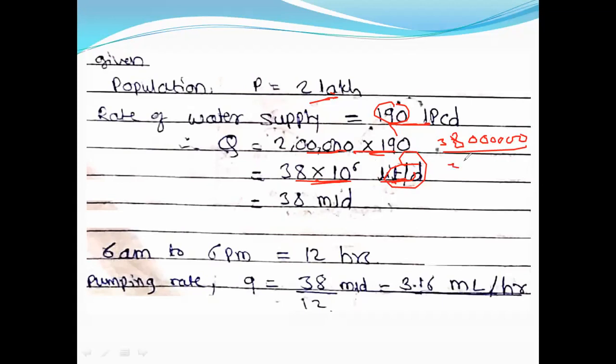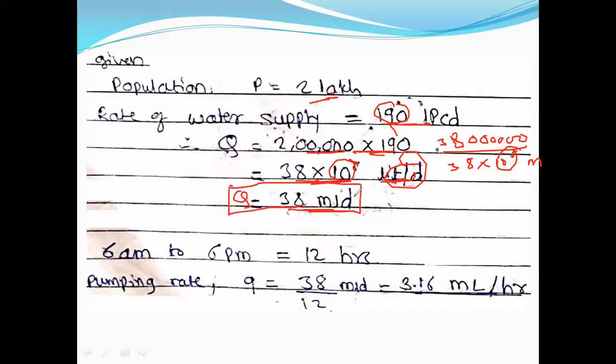Now this 6 zeros can be written as 10 to the power 6. And this 10 to the power 6 is nothing but million, right? So here instead of 10 to the power 6 we can write million. So the discharge is nothing but 38 million liters per day or 38 MLD. So this much discharge will be there per day.